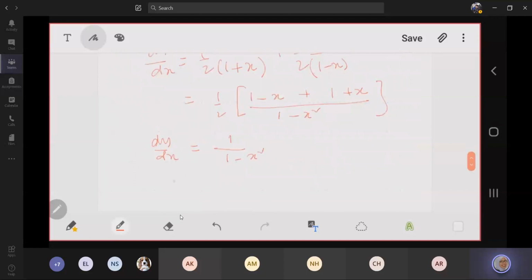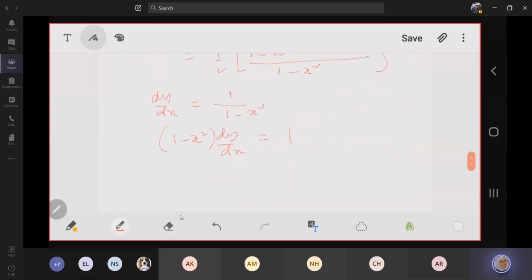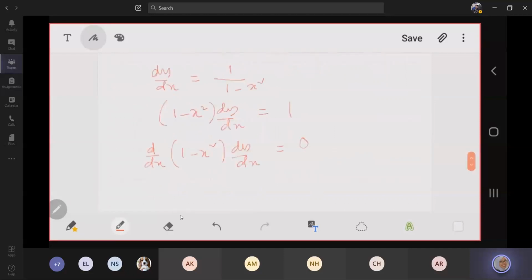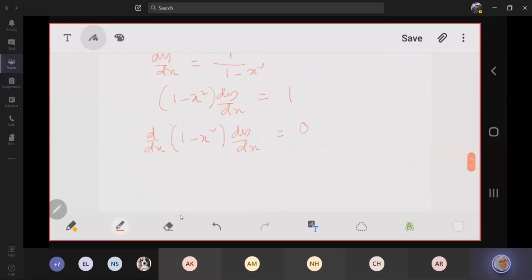Okay, so you get (1 minus x squared) dy by dx is equal to 1. Then differentiate another time. So you get d by dx of (1 minus x squared) dy by dx is equal to d by dx of 1, which is 0. Okay, so differentiate.